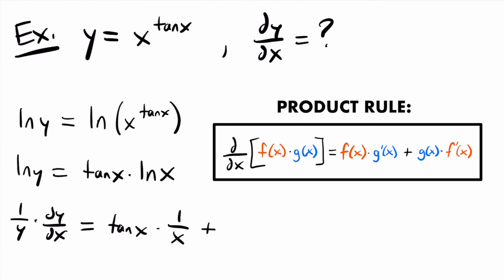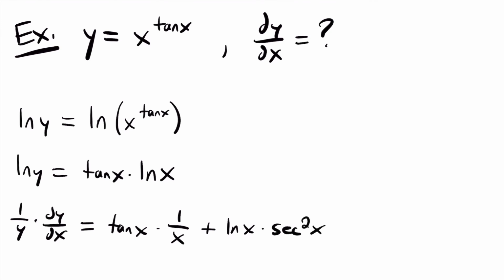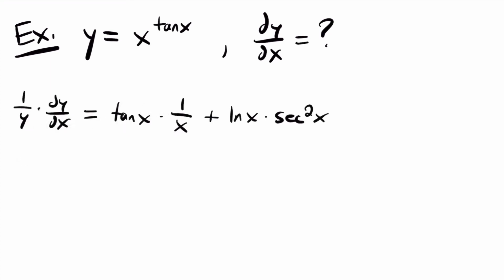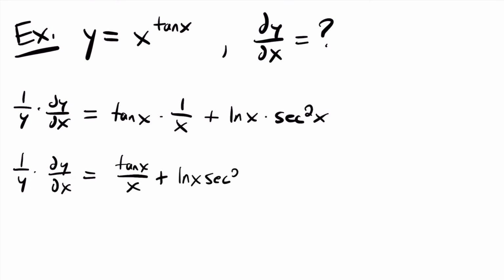And then we will add that to the second function, the natural log of x, times the derivative of the first function. And the derivative of tangent x, if you remember your derivative rules for trig functions, is secant squared x. All right, and so with that, we are done with the product rule, and thus we are done with taking the derivative of both sides of the equation with respect to x. If we clean up our work here, we can simplify what we have a little bit. There's not much to do, but we can just rewrite this as tangent x divided by x. We'll have 1 divided by y times dy/dx is equal to tangent x divided by x plus the natural log of x times secant squared x.